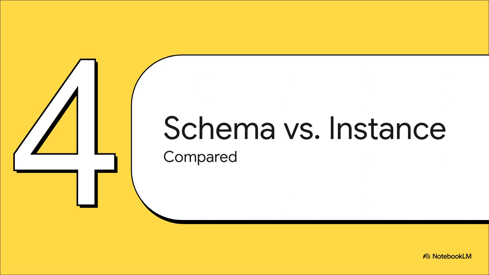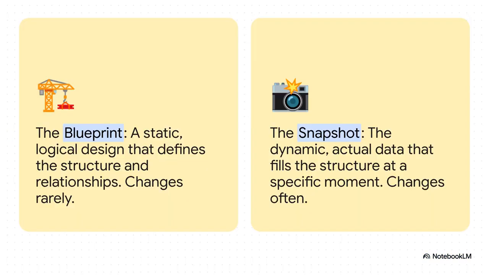Okay, so we've looked at both sides of the coin. Now let's put them right next to each other. This is where it's all going to click into place. So let's line them up. On one side, you've got the schema. That's the blueprint. It's the logical design, it defines all the rules, and it's static. It almost never changes. On the other side, you've got the instance. That's the snapshot. It's the actual data at this very moment, and it's super dynamic. It's changing all the time. Blueprint versus snapshot. Simple as that.